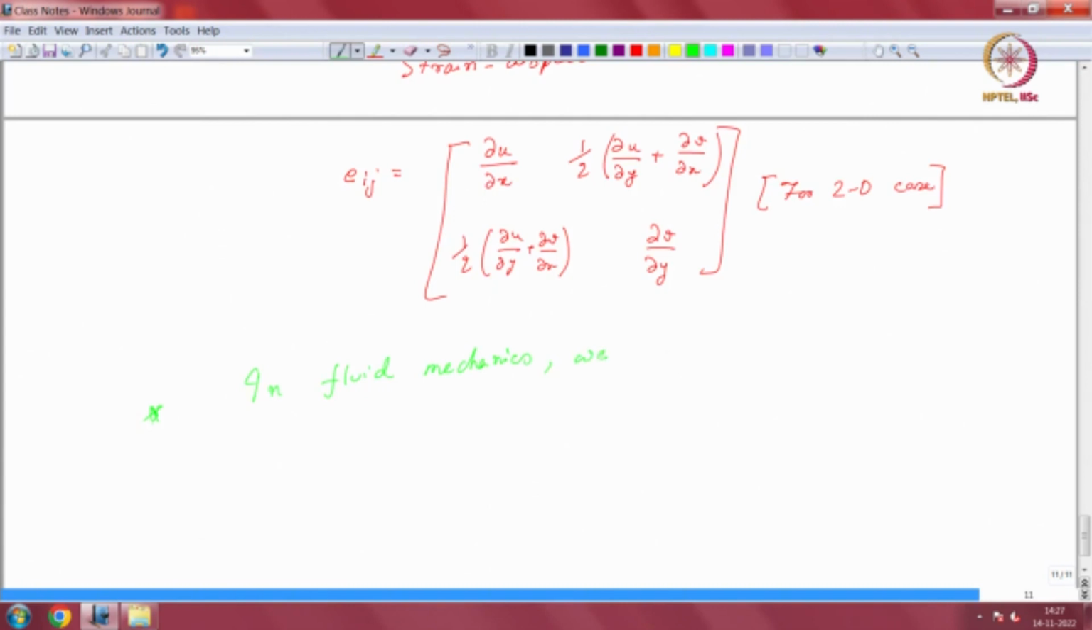So, I just want to note that in fluid mechanics we use u, v, w to denote velocities in the 3 directions, whereas in solid mechanics, in the above, they are used to denote displacements.